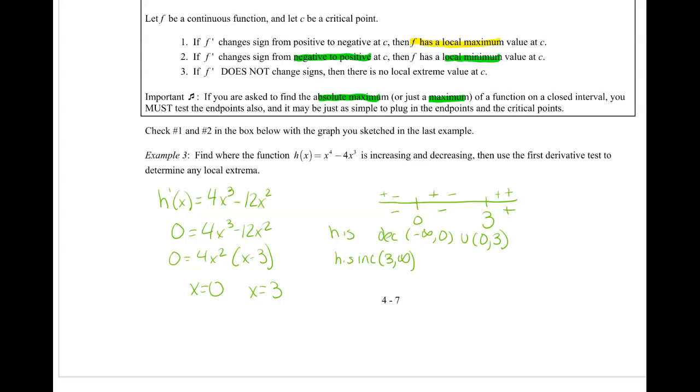Alright, so the big question is, do I actually care if it stayed decreasing? No. I only care if there's going to be a maximum or minimum if f prime changes sign from either positive to negative or negative to positive. So where does that happen? Well, that happens at x equals 3. That's where it goes from being negative to positive. So at x equals 3, h prime changes from negative to positive.